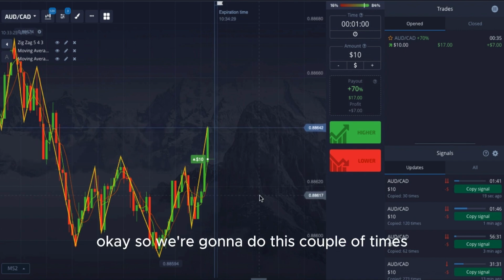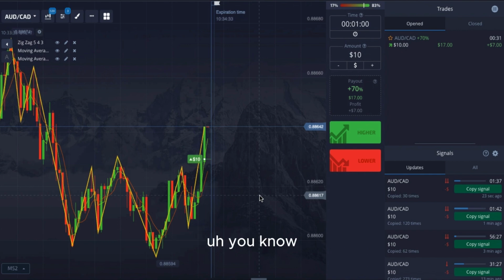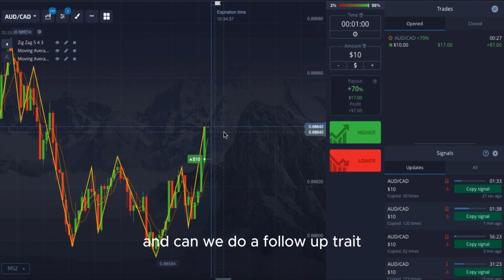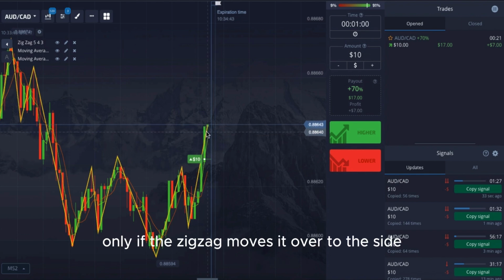Okay, so we're going to do this a couple of times until you guys get the hang of watching it, looking out for what to look out for. And can we do a follow-up trade? Likewise, we do a follow-up trade only if the zigzag moves over to the side.